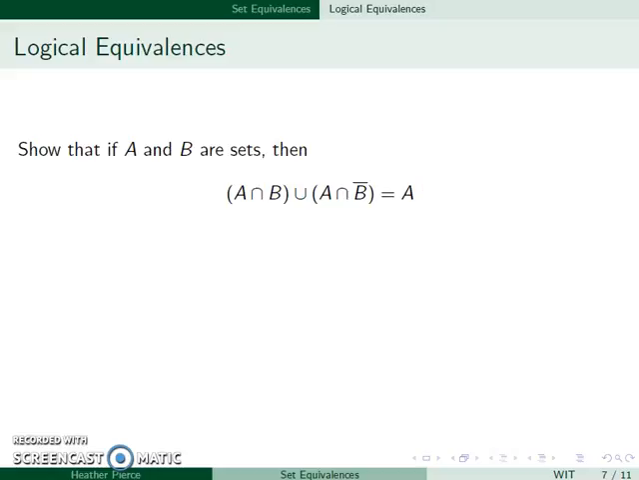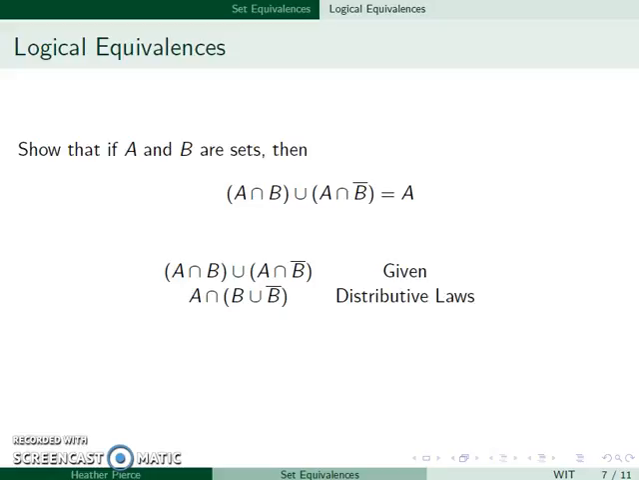So now let's do these showing logical equivalence. So we always start with one side of the equation, which is what we're given. From here, we can use our distributive law to pull out the A. We have A intersect (B union B bar). Our complement law said that A union A bar is equal to U, so in this case B union B bar is equal to U. Then the identity law said that A intersect U is equal to A. So we started on the left-hand side and we made it to the right-hand side. So these are equivalent.